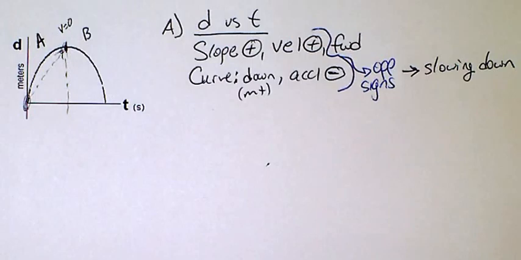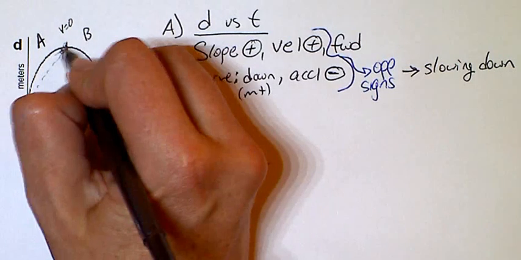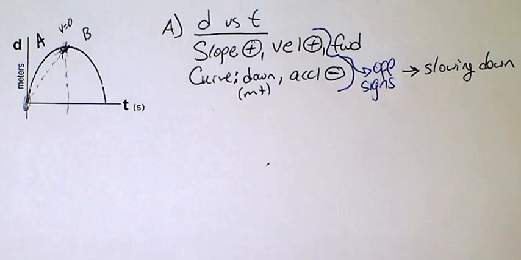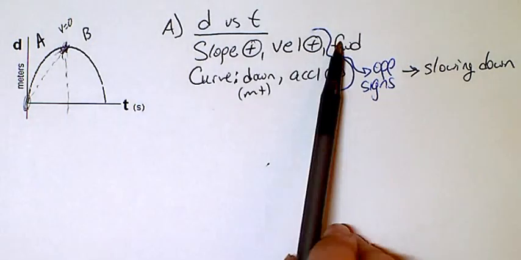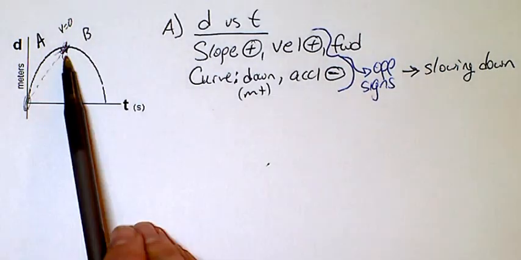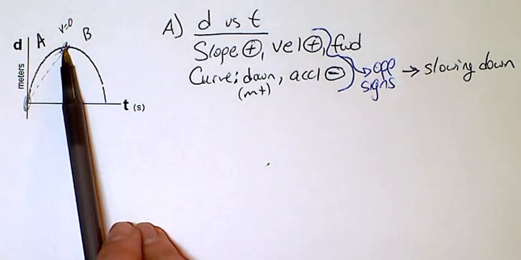Okay. At this point, the slope is 0. The velocity is 0, right? So in the first part, we've got moving forward and slowing down. Right here for a split second, the velocity is 0.